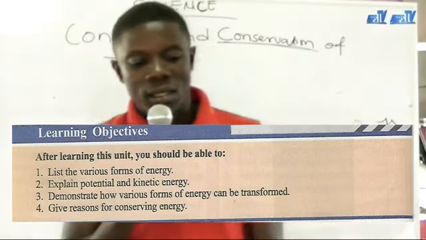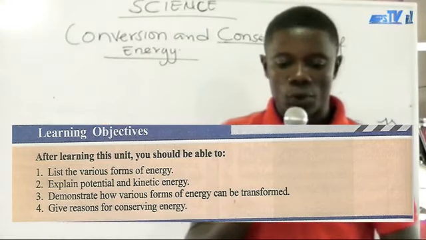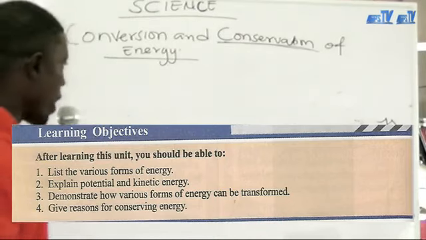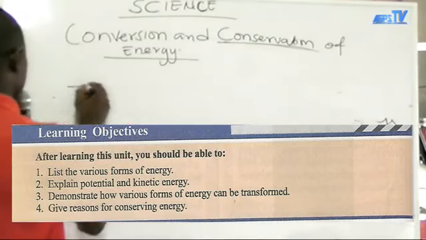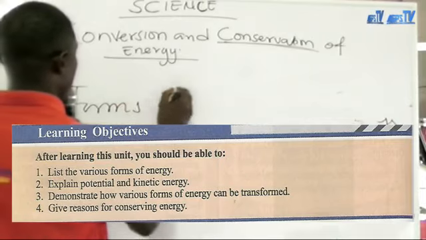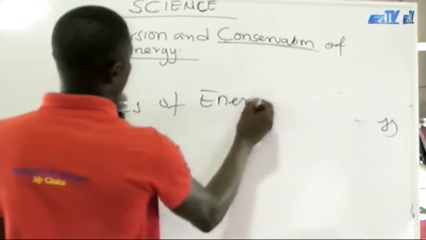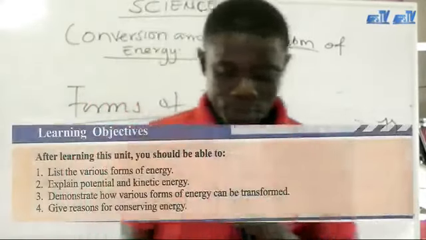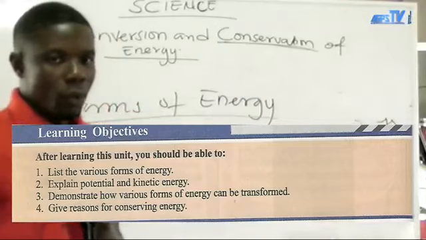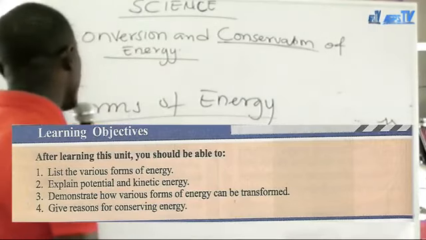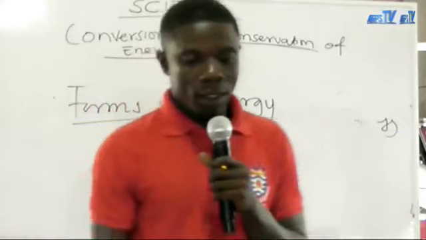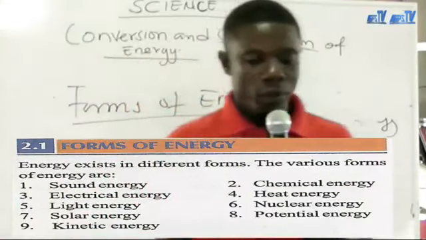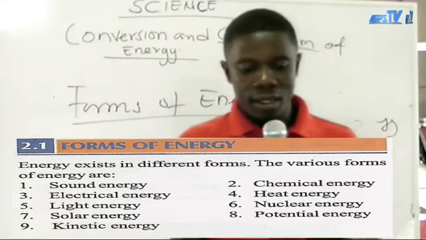The first one, we are going to list the various forms of energy. Forms of energy is the same as types of energy. This one is simple. We have different types of energy, or different forms of energy. Energy exists in different forms.